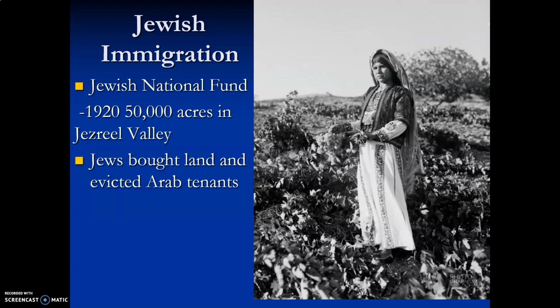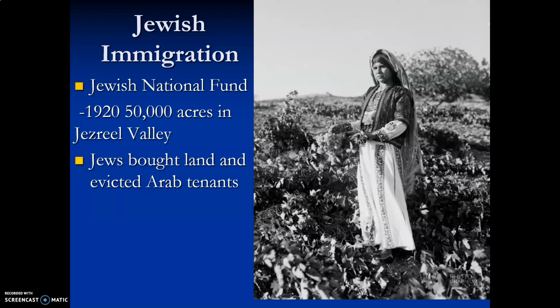Now, this is a little bit complicated because a lot of these Arab tenants, families have been on this land for a long time. And a lot of the landowners were, in a sense, absentee landowners. They didn't live there. So when these organizations came to them and said, hey, we'll pay you all this money for this land, they were like, okay, we'll sell it to you, right? So for them, it was a good business deal.